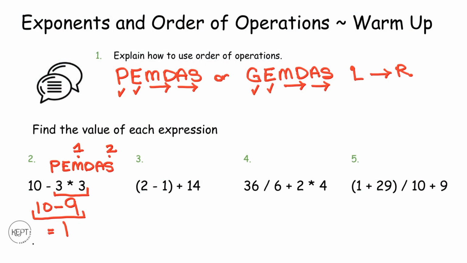Problem number 3. We can see in this problem that we have grouping symbols first, or parentheses. We take care of those first. Second, we have addition, so we need to do the addition component second. Let's start with our parentheses. 2 minus 1 is 1. We bring everything else down. Now we do the addition portion. 1 plus 14 is 15. So our answer to this problem is 15.